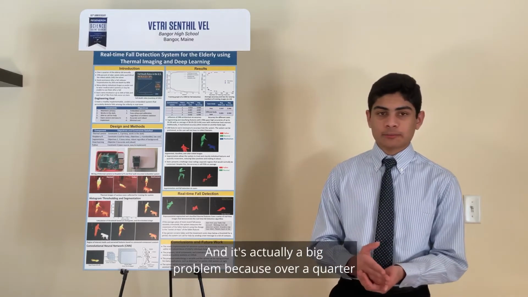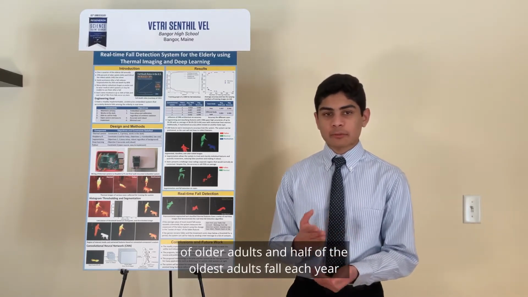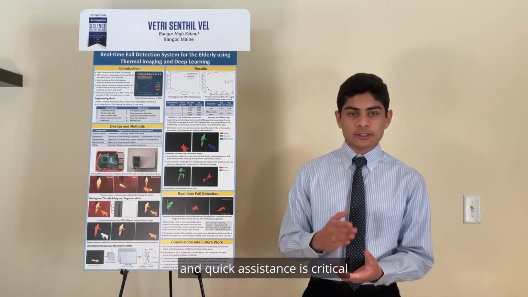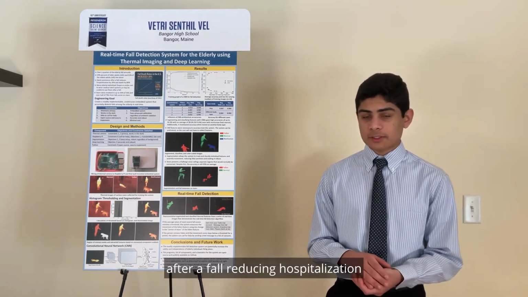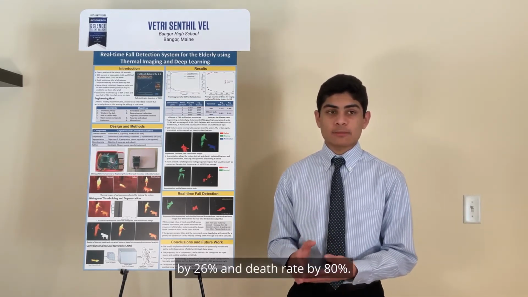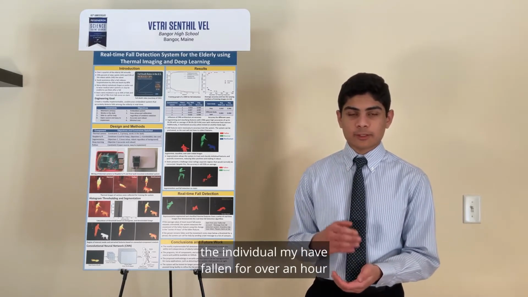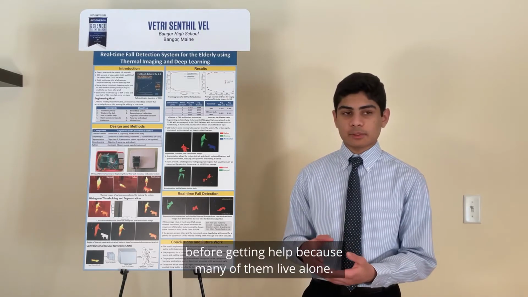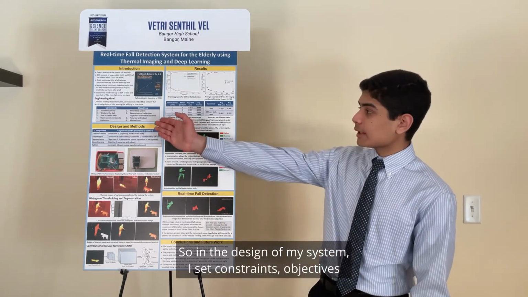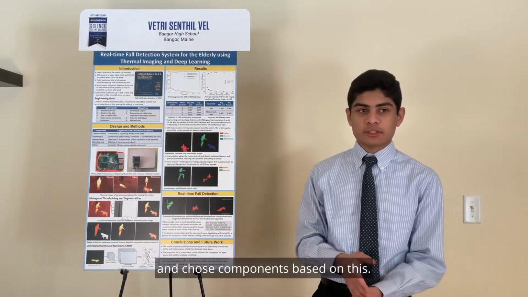And this is actually a big problem because over a quarter of older adults and half of the oldest adults fall each year. And quick assistance is critical after a fall, reducing hospitalization by 26% and death rate by 80%. But unfortunately, in over 20% of cases, the individual remained fallen for over an hour before getting help, because many of them live alone. So when designing my system, I set constraints and objectives and chose components based on this.